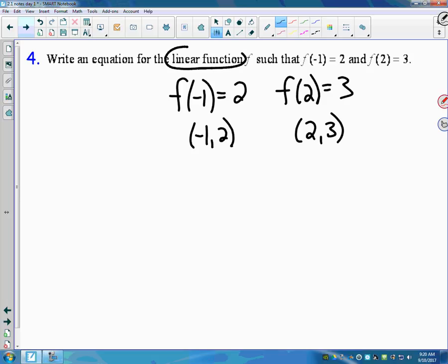Well, if it's a linear function, you should know the form of the equation that we can use, y equals mx plus b, or point slope form, y minus y1 equals m times x minus x1. You should be able to do this.